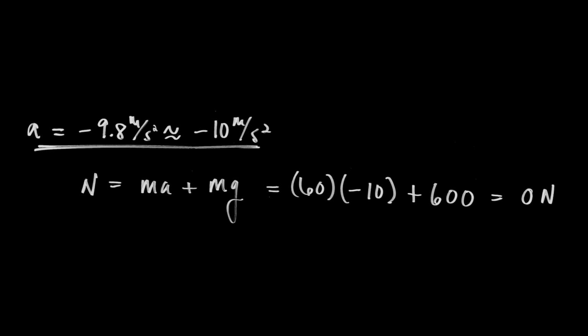Just for fun, take it to the extreme. We cut the elevator cable and allow the elevator to free fall under the influence of gravity. And under those circumstances, with upward chosen to be the positive direction, the acceleration of the elevator is negative 9.8 meters per second squared, or in this case, negative 10. What does the scale read then? Well, since the apparent weight is the mass multiplied by the acceleration plus the mass multiplied by g, it's 60 times negative 10, which is negative 600, plus 600 is 0 newtons. The scale reads 0. Slim's apparent weight becomes 0.